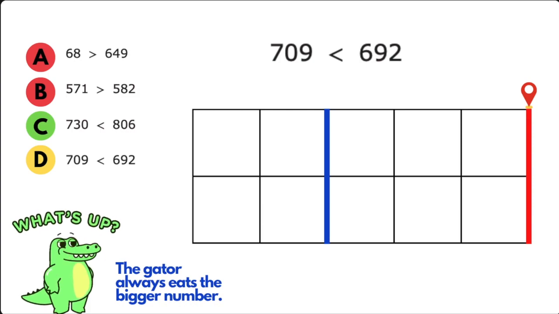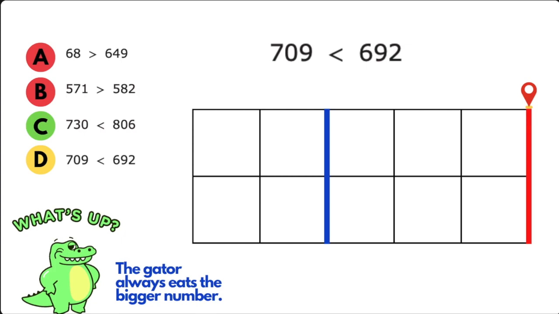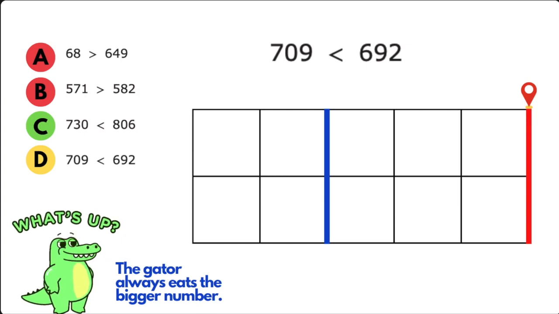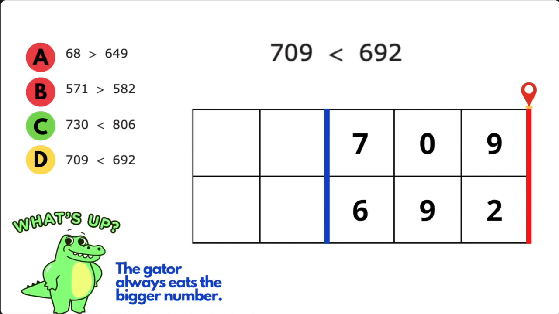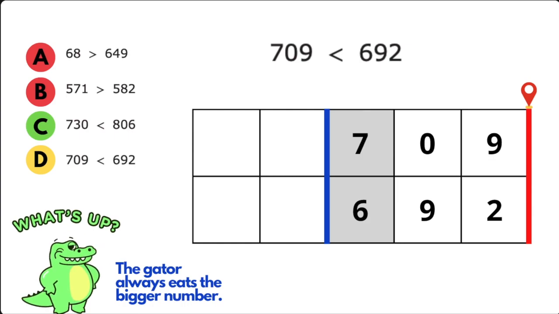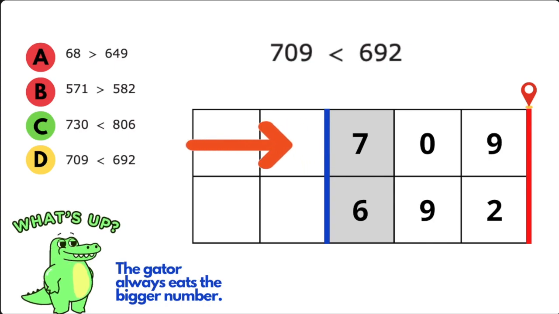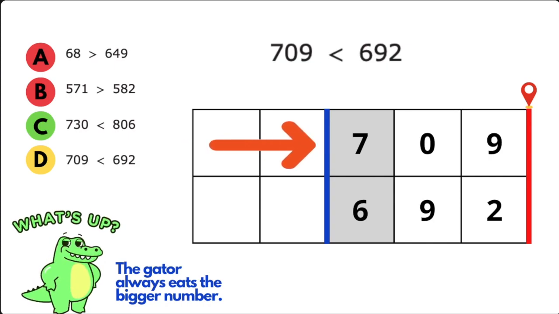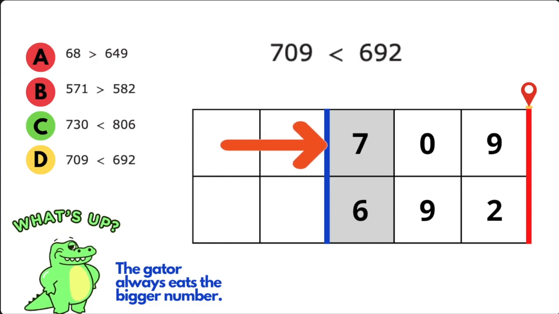Let's go ahead and look at the last one just for some extra practice. We have 709 is less than 692, because the gator is pointing toward 692, so it'd be eating 692. Let's place these into our chart. We have 709 and 692. Let's compare our greatest value first, 7 and 6. We can see which one is larger already because they're not the same. 709 is larger, and that won't work because according to our answer choice, the gator is eating 692.